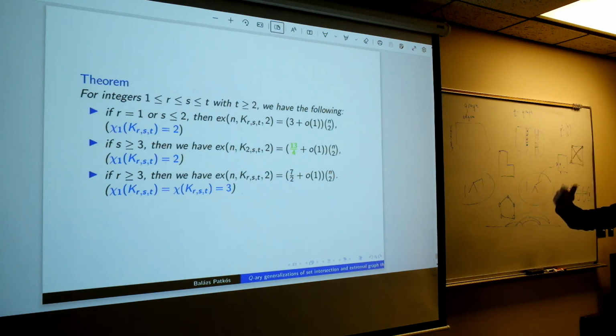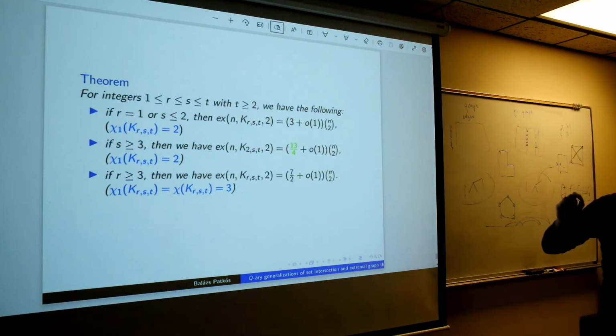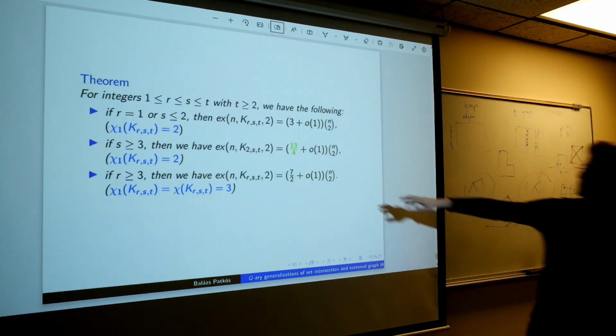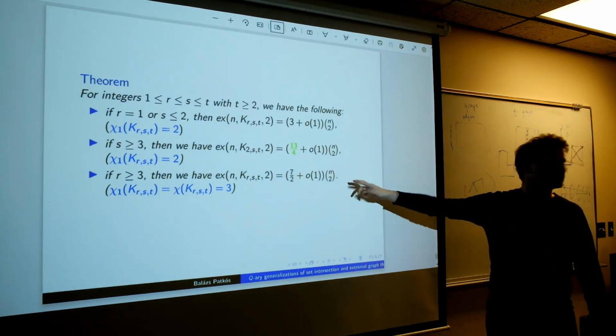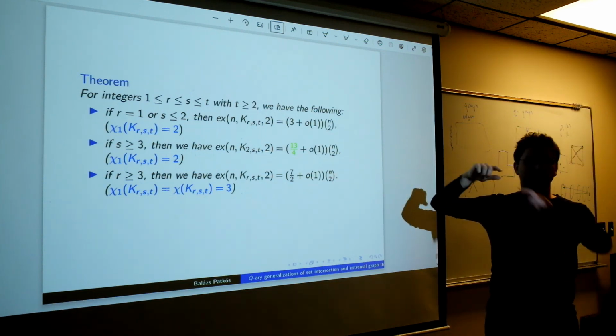If at least one of the part sizes is at least 2, then the robust chromatic number of K_{R,S,T} depends on the smallest part size. If it's at most 2, then it's 2. If it's at least 3, then it's 3. So the last line is the trivial part, or at least by now. This one follows from the two corollaries.